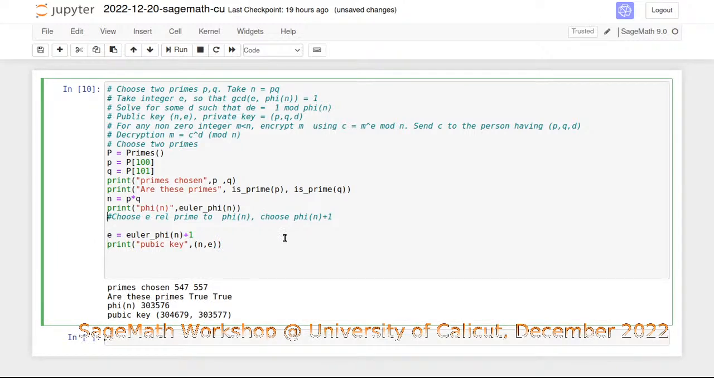Now the private key we have to construct. For constructing the private key, we have to solve for d such that d is equal to 1 mod 5. So let us solve: d equals solve of e times x equal to 1, modulo 5.